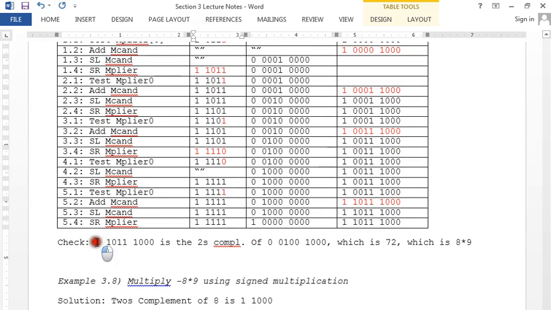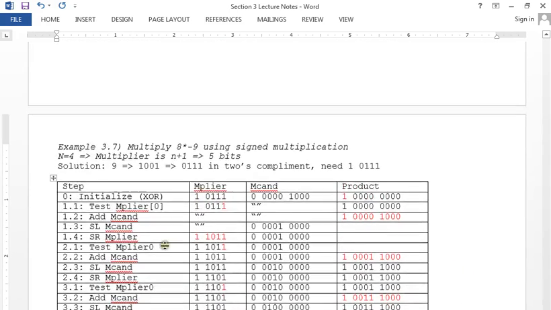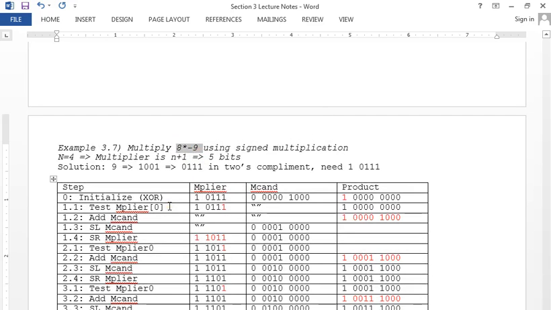So if you take the 2's complement of this, you'll come out to this number here, which is 72. So what we got is negative 72, which is 8 times negative 9, negative 72. So that's how we checked our answer.